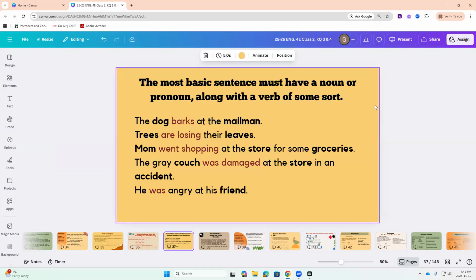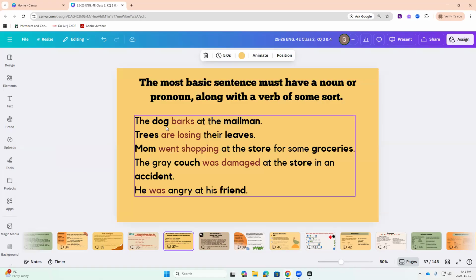So the most basic sentence has to have a noun or a pronoun along with a verb of some sort. So, the dog barks at the mailman. The dog is a noun, mailman's a noun, the dog is doing some barking. Trees are losing their leaves. Trees and leaves are nouns, are and losing are the verbs. Mom went shopping at the store for some groceries. Mom, store, and groceries are all nouns. Went shopping are the verbs.